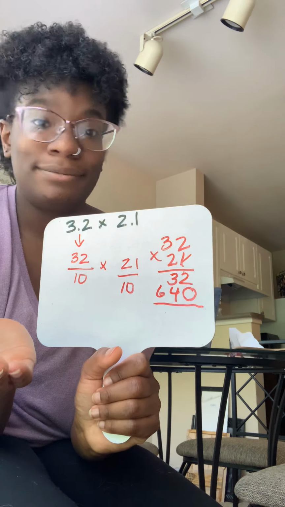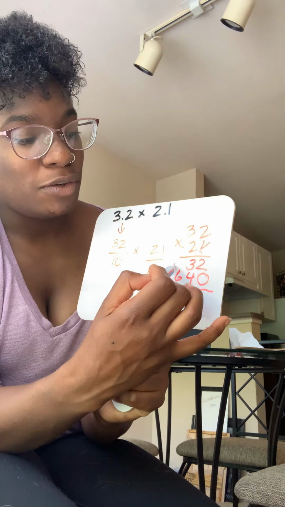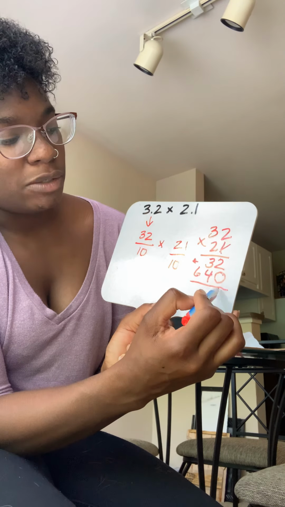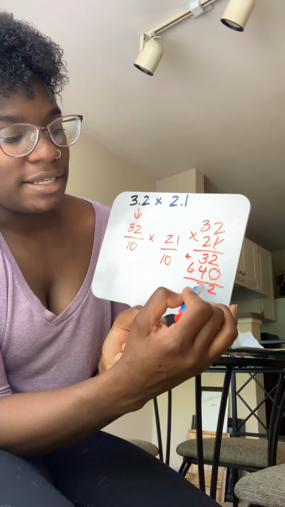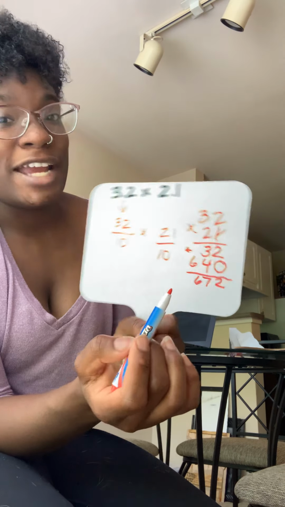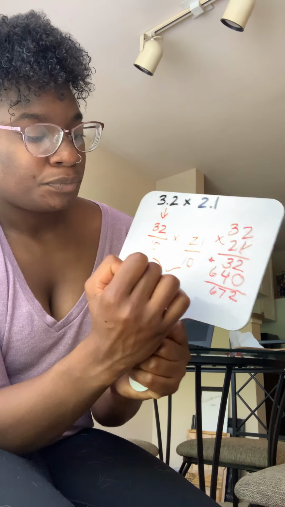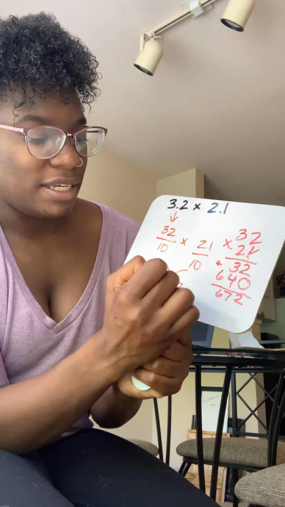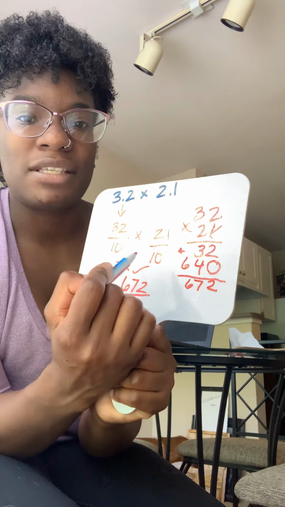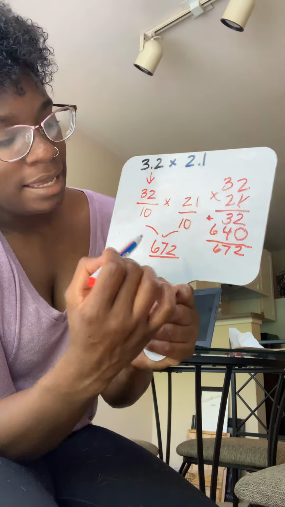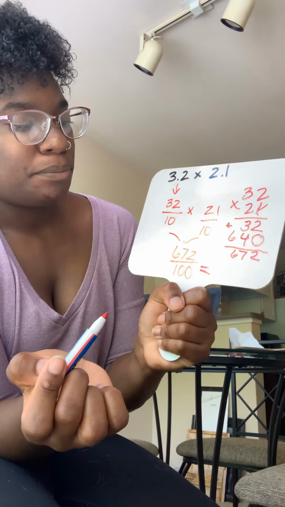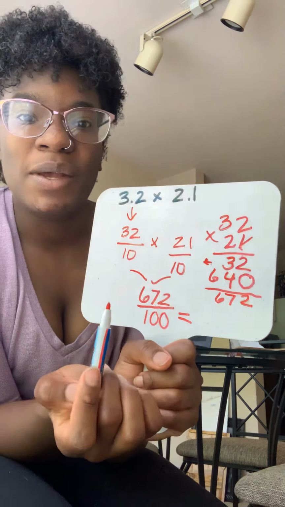Are we done yet? No, we're not, because we've got to add all of these numbers up to get our answer. 2 plus 0 is 2. 3 plus 4 is 7. And 6 plus 0 is 6. All right, so we know that our numerator is equal to 672. All right, but now we've got to multiply the 2 numbers in our denominator. 10 times 10 is equal to 100. Okay, so we've got 672 hundredths.